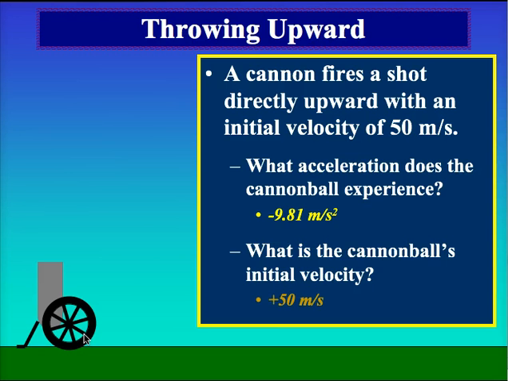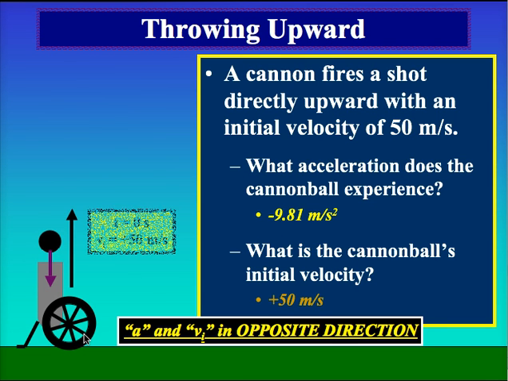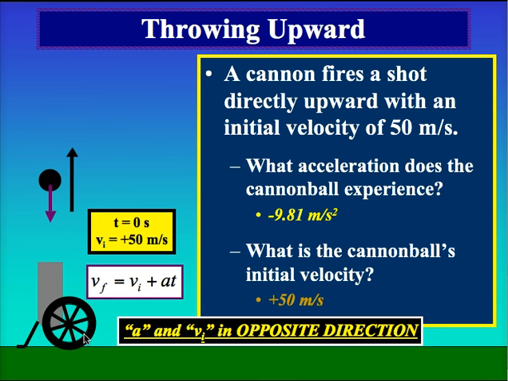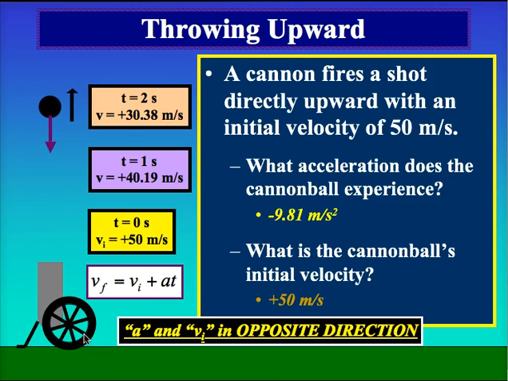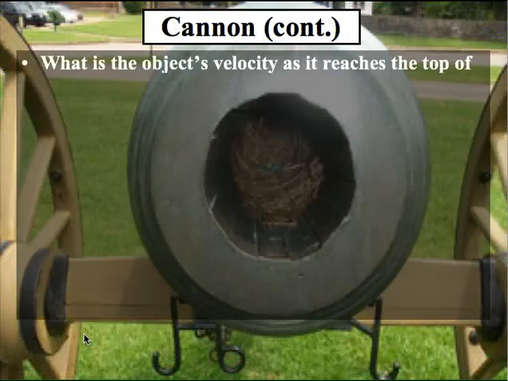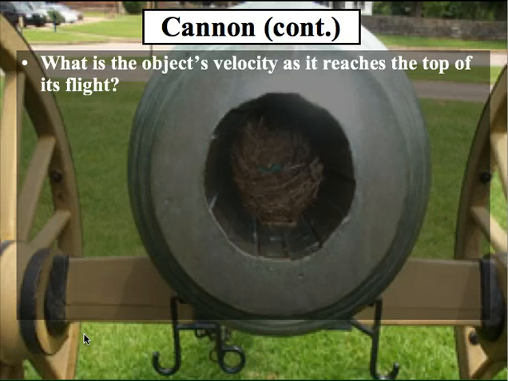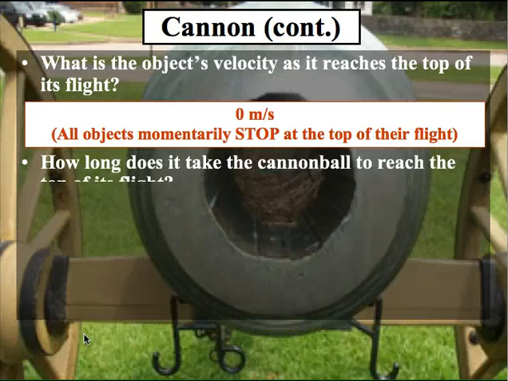So now, Vi and a are in opposite directions, which means on the way up, it's going to slow at a rate of negative 9.81 meters per second. See, it's getting slower and slower. The velocity vector is getting smaller and smaller with each second, till of course it reaches its apex. What's the object's velocity as it reaches the top of its flight? Well, at the very top of its flight, for a brief moment of time, all objects temporarily stop and reach a velocity of 0 meters per second.